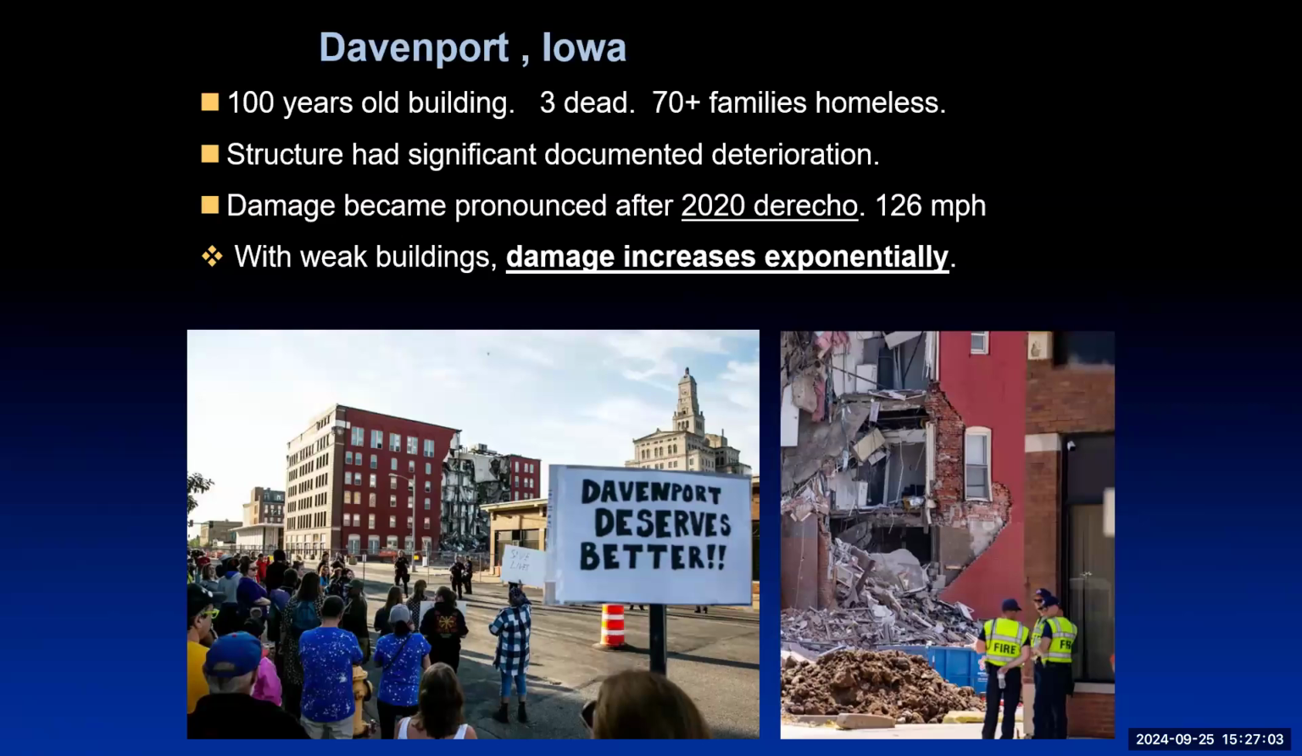And then in Iowa, we had a building. This was caused by a winter event called a derecho. The building is 100 years old. 3 people died. 70 families were left homeless. The structure had significant documented deterioration, and it was a strong wind, it's true, but they painted over cracks there.